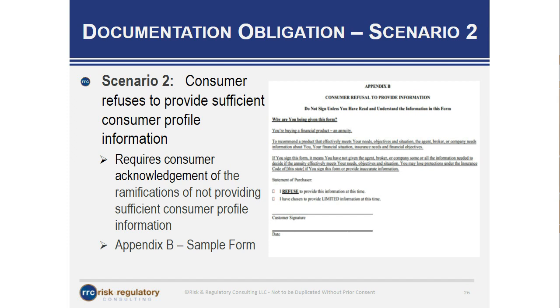The form also advises the consumer that they may lose protections under the insurance code of their state if they sign the form or provide inaccurate information. Typically, we see this as a one-off situation. However, companies should have procedures in place to track customer refusals to identify a pattern of potential sales practices issues. We'll be discussing this later in the supervision section of the presentation.